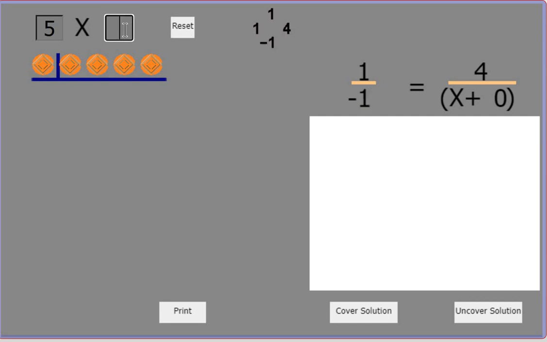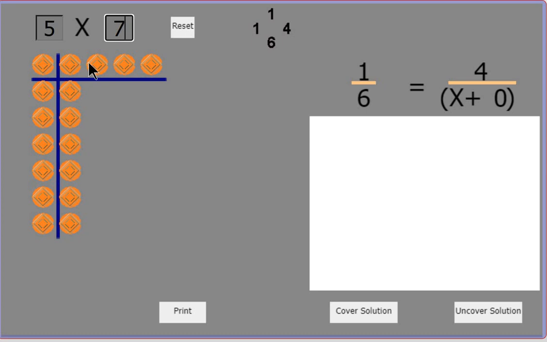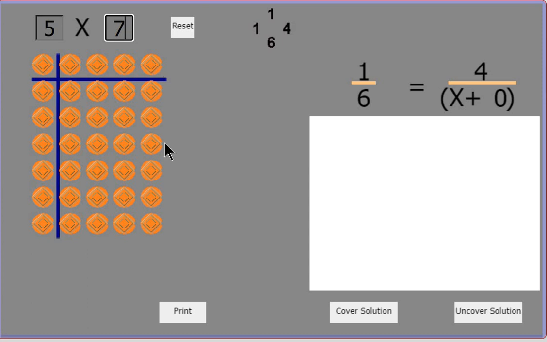Enter a number in the top right input box, and when you click each disc, a column of red discs corresponding to the number will display.